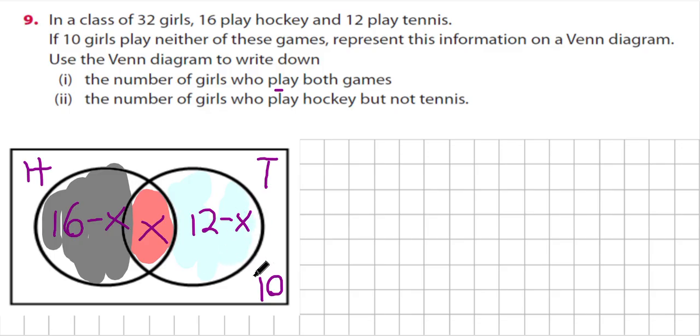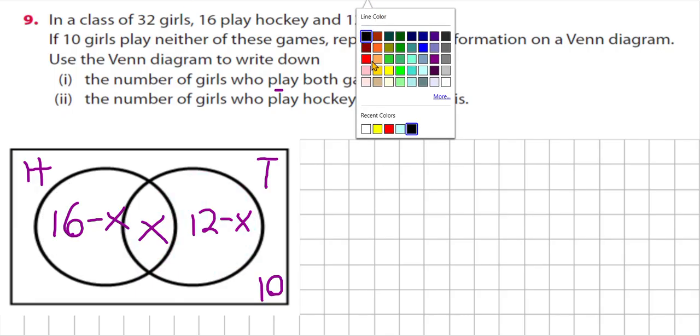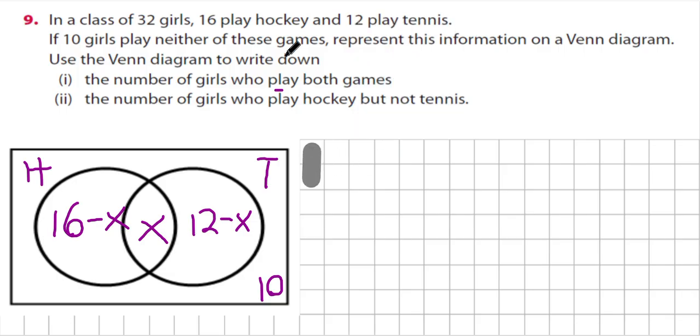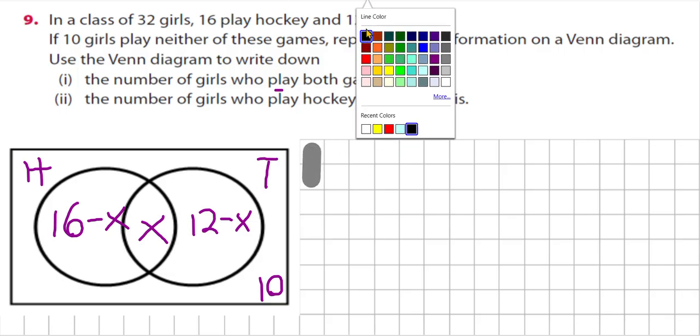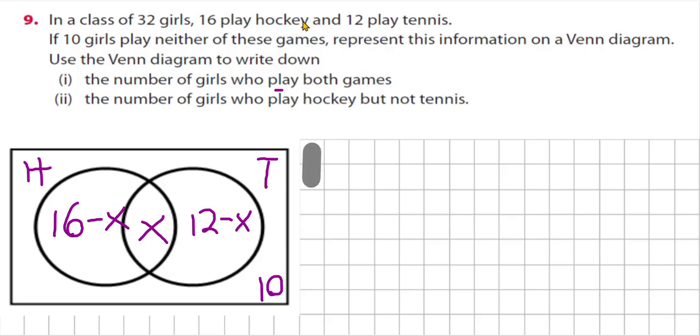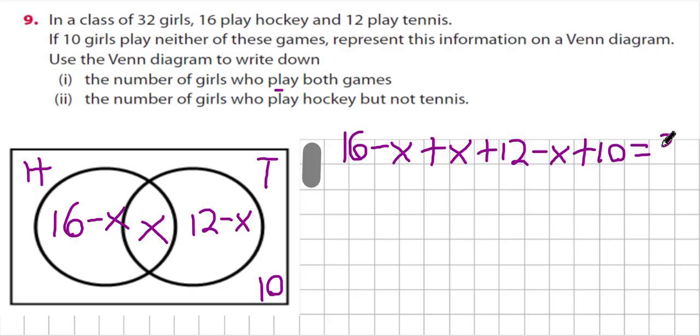When you add all 4 regions together, what should be the answer? Who said it? Why is it 32? Well done. So, let's add them together. Okay, let's not use highlighter anymore. Okay, so what do I need to write down? I need to write down 16 minus X plus 12 minus X plus 10 equals 32.